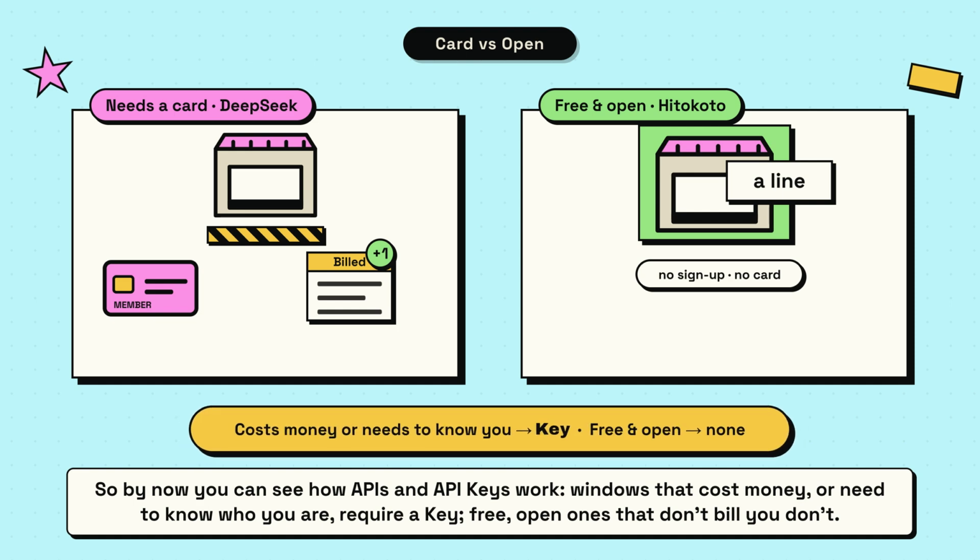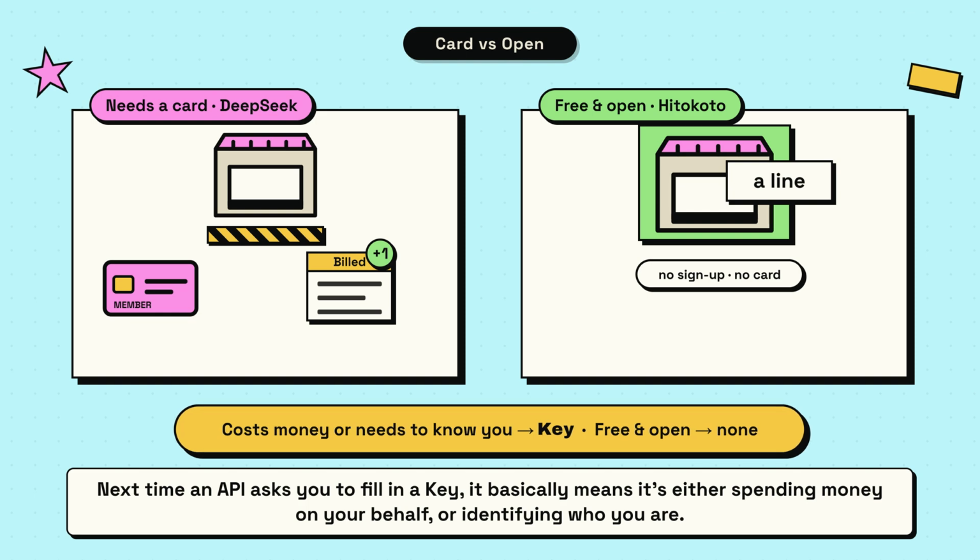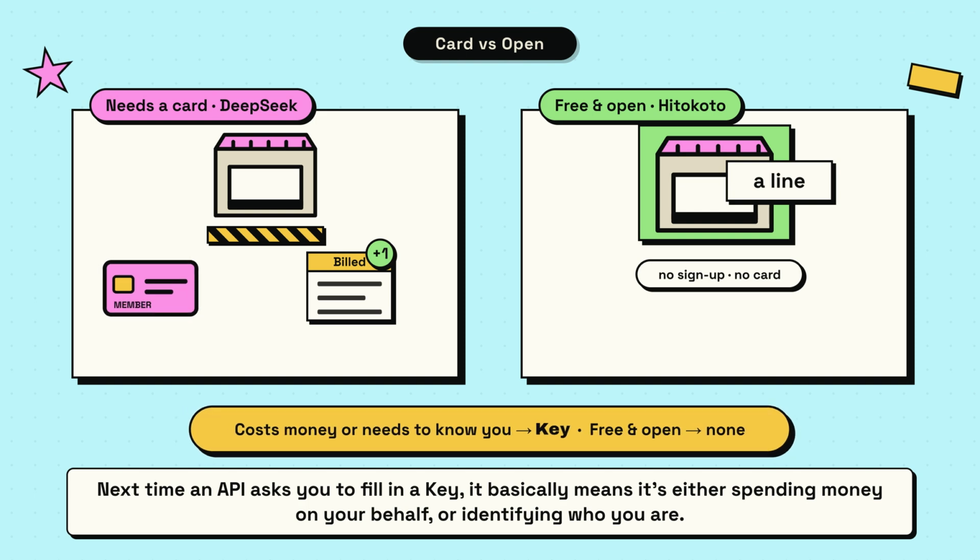Windows that cost money or need to know who you are require a key. Open ones that don't bill you don't. Next time an API asks you to fill in a key, it basically means it's either spending money on your behalf or identifying who you are.